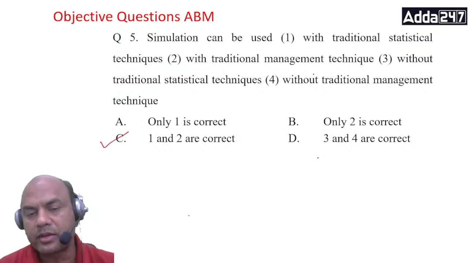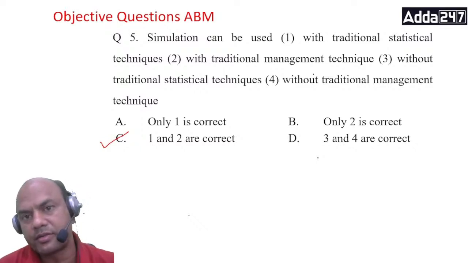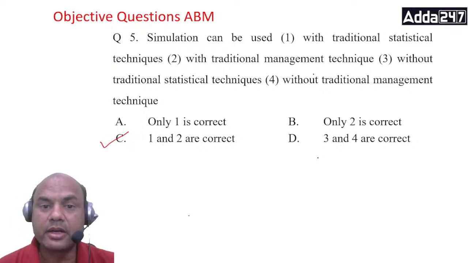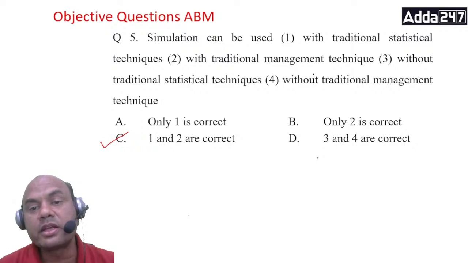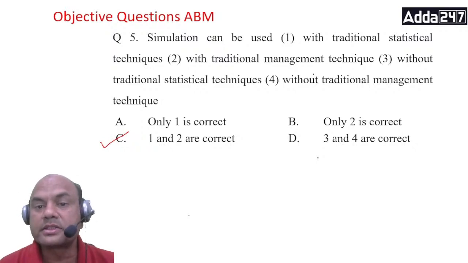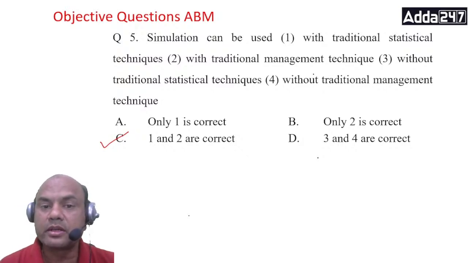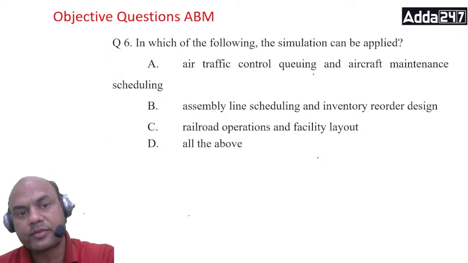1 and 2 are correct because remember, in finance nothing is independent. You have to always use everything in connection with the other one. So traditional statistical techniques and traditional management techniques are to be used in togetherness with simulation. You can't have anything individually working over here. Okay. So 1 and 2 both are correct.